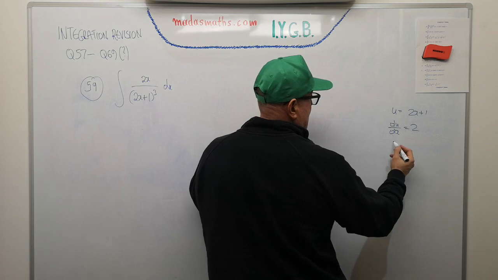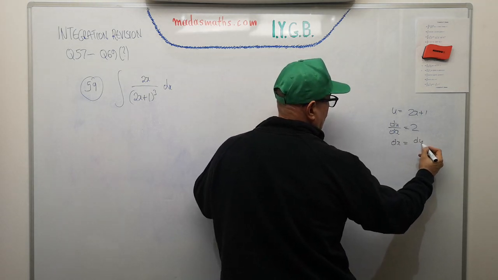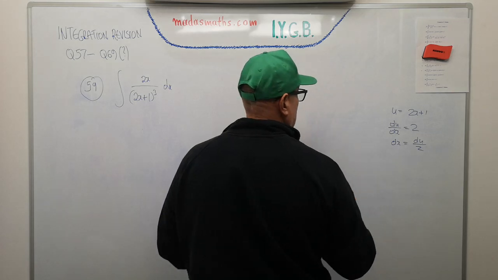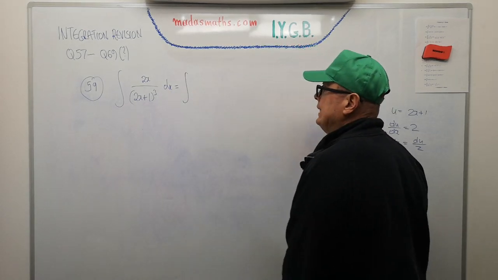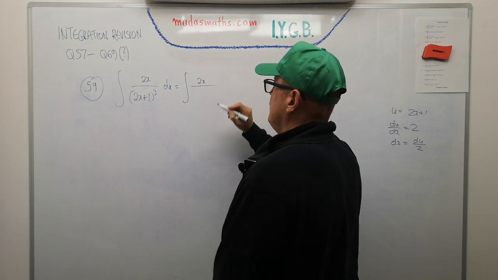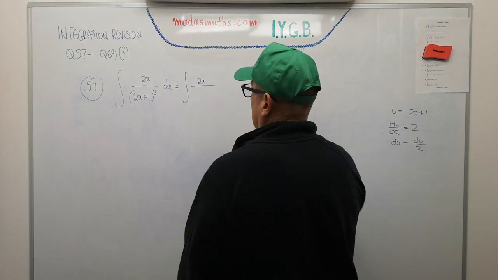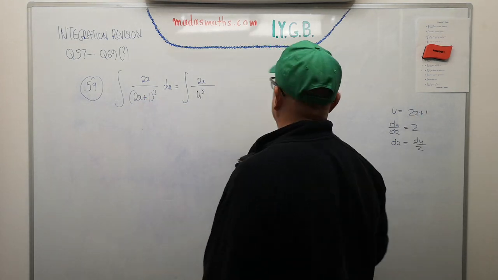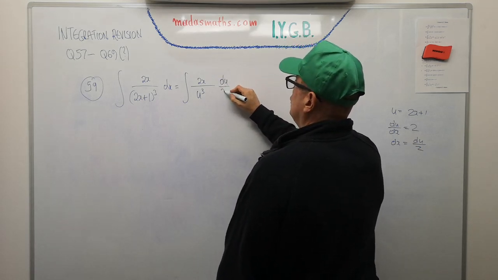So that's 2, and make my dx the subject, so that is dx is du over 2. Okay, so far so good. Putting my stuff in, and what happens with this one now? The 2x I leave as he is. He's happy. These are called u there, so that's going to be my u cubed, and my dx is du over 2.